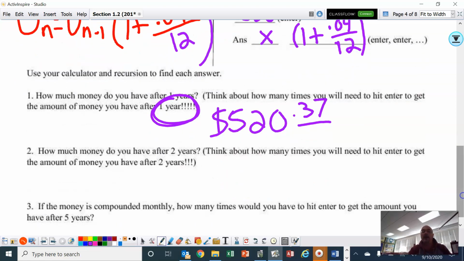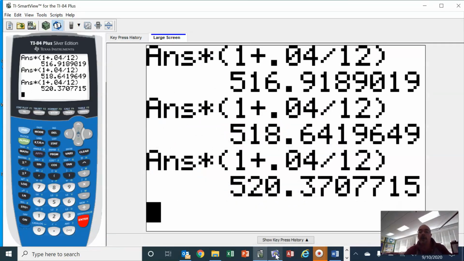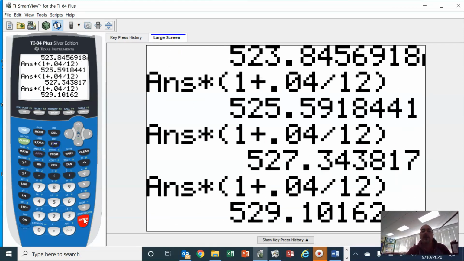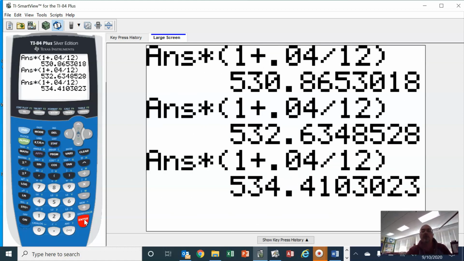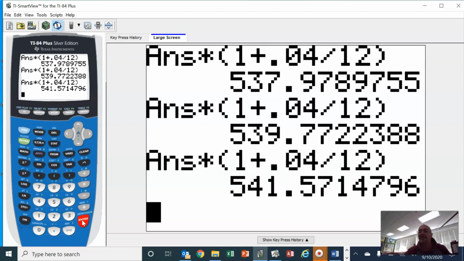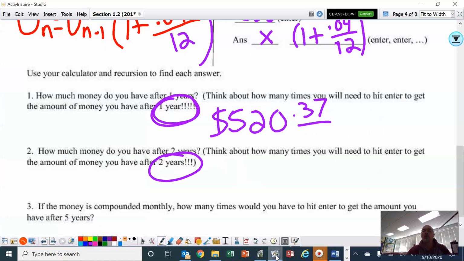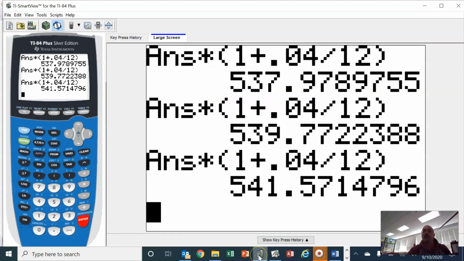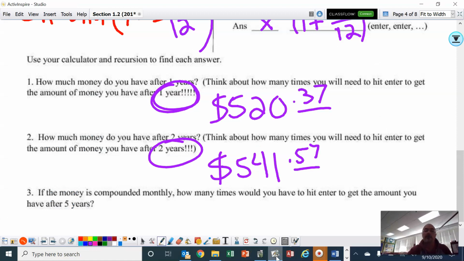All right? All right, now 2 years. Okay, well, that means I have to think about it. 2 years is how many months? 24 months. And I already did 12. All right? So I'm going to keep going. 13, 14, 15, 16, 17, 18, 19, 20, 21, 22, 23, 24. All right, practice that, ladies and gentlemen. Don't just watch me do it. Practice it using the calculator yourself. All right, so after 2 years, we've got $541.57.